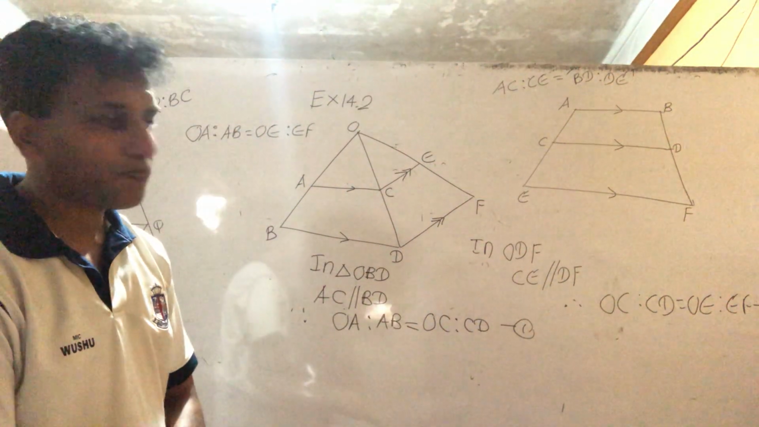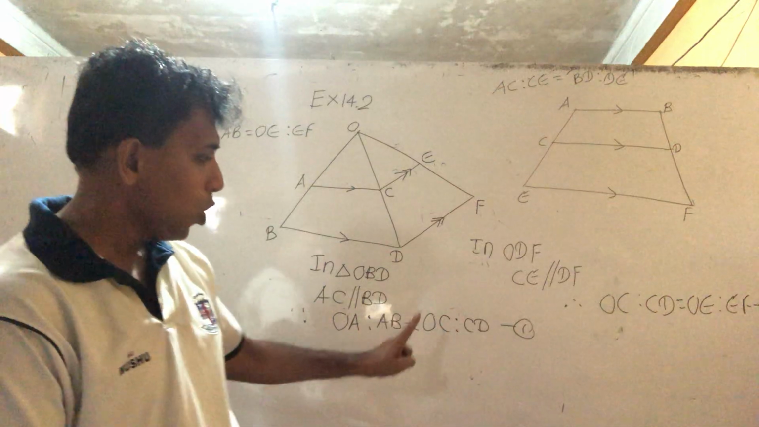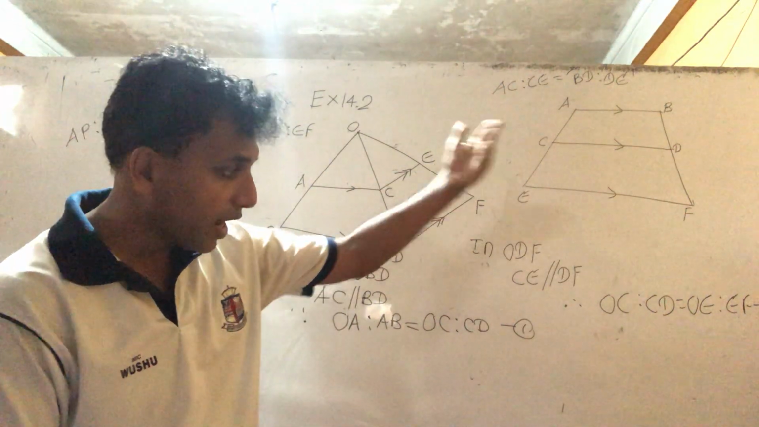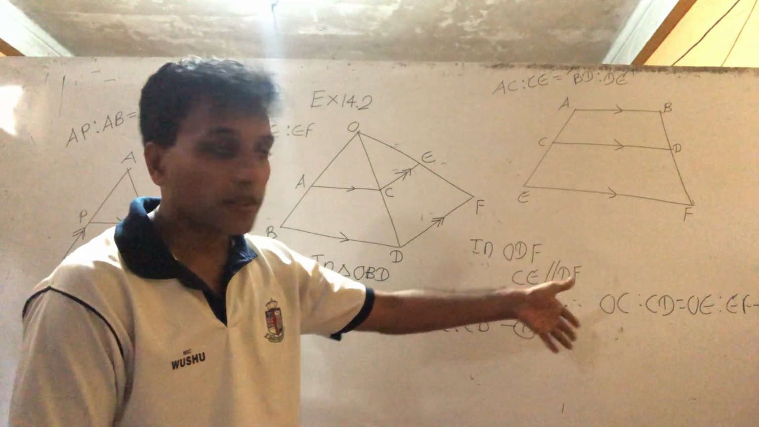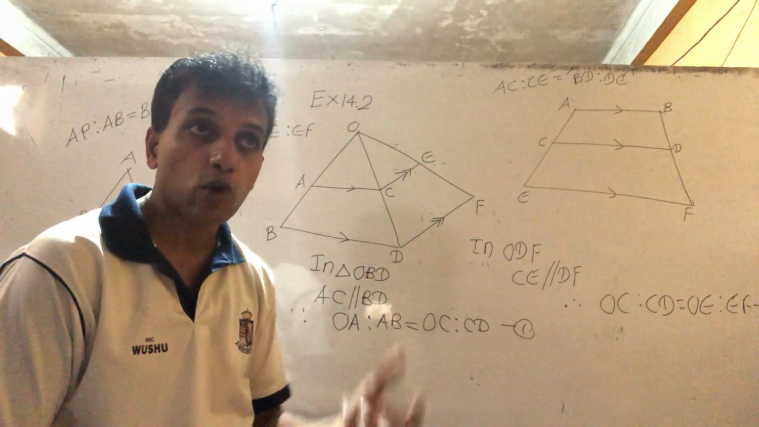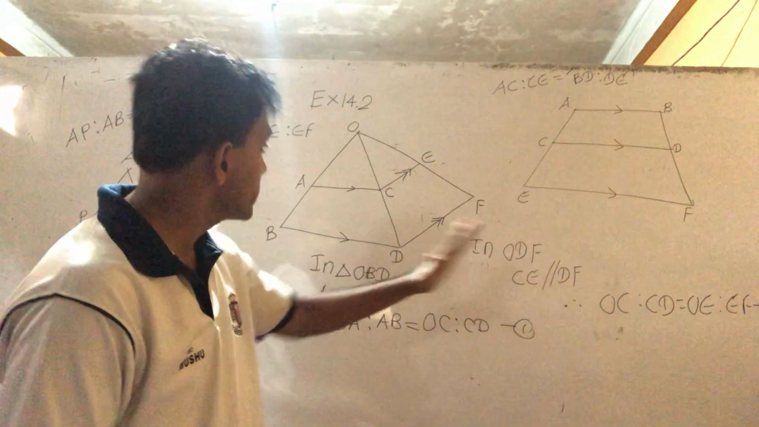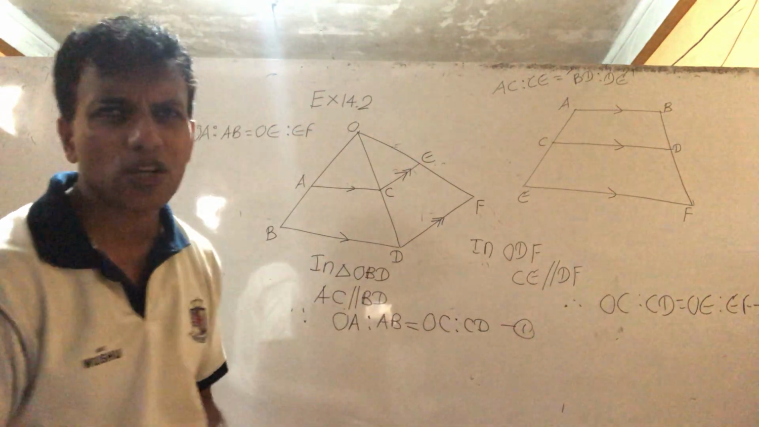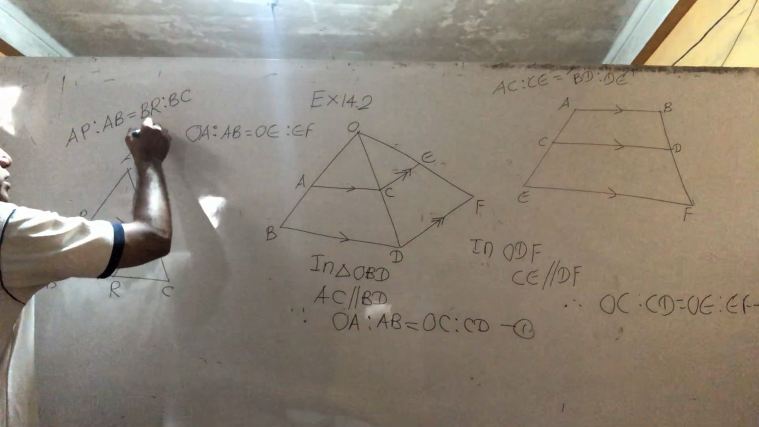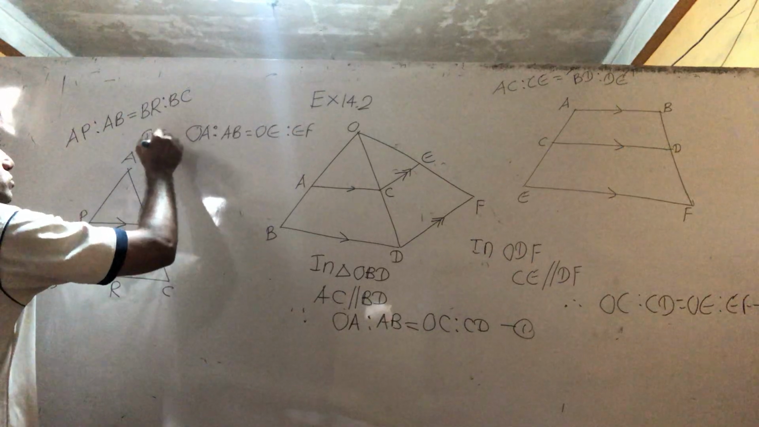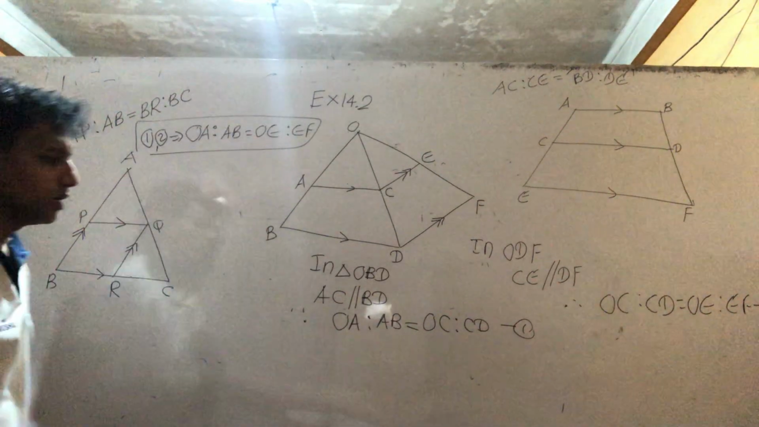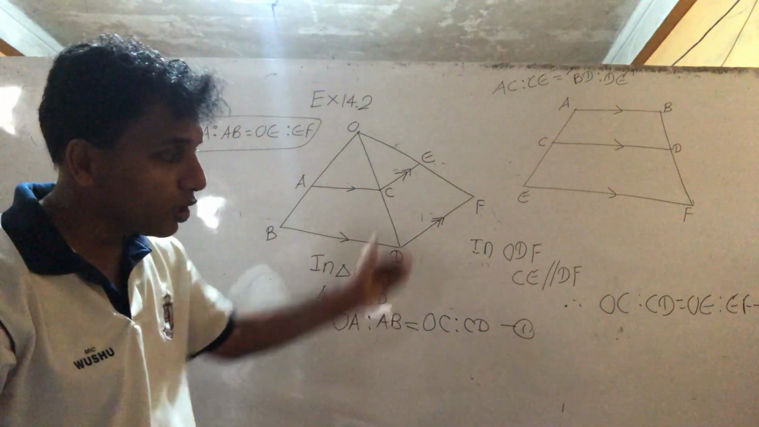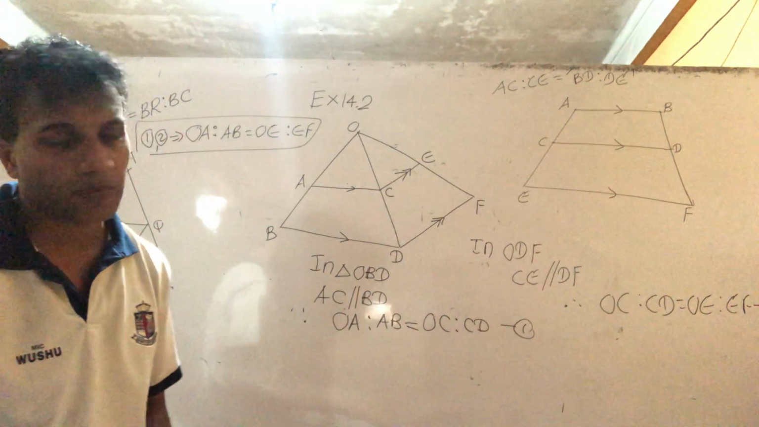Now connect the both. See what happened here also. OC is to CD, there also OC is to CD. These two are equal. Therefore, we arrive at a conclusion, we call axioms. Therefore, the other side is equal. Therefore, from 1 and 2 the answer is OA is to AB equal to OE is to EF.